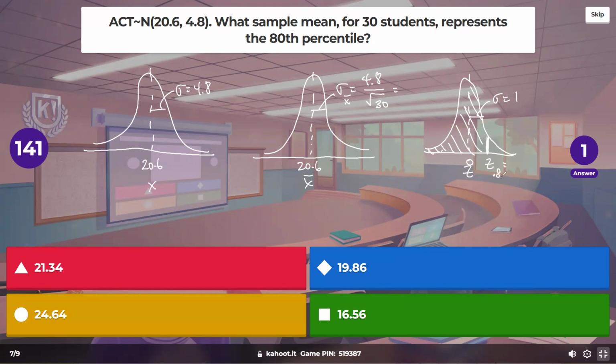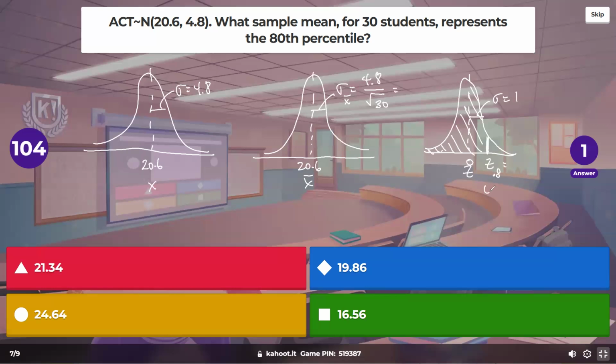You're going to your spreadsheet, but you're using the option that you don't use as often. The second one? We want to know what the Z value is with how much area to the left? 0.8. So we just put 0.8 in the spreadsheet, for the p-score? And what do we get? 0.8416.